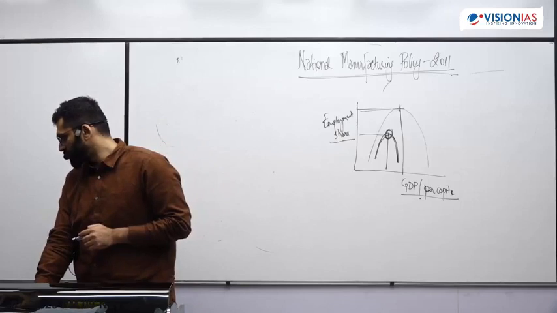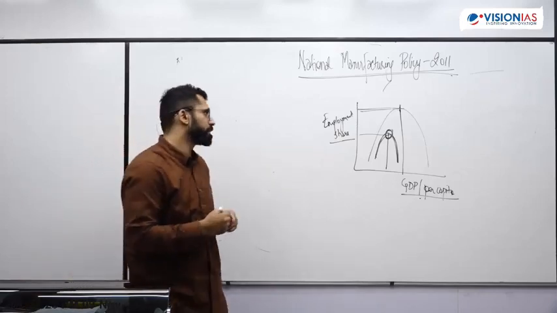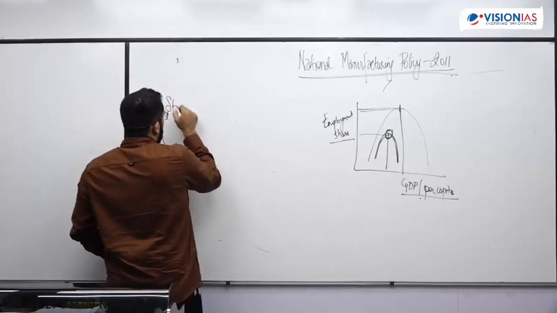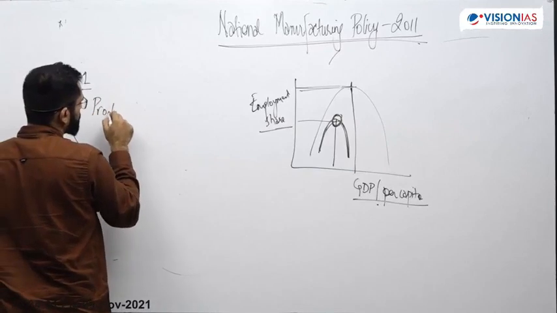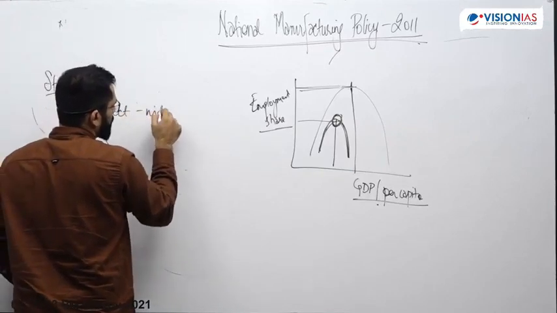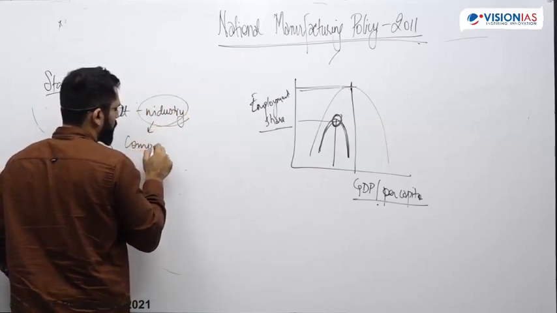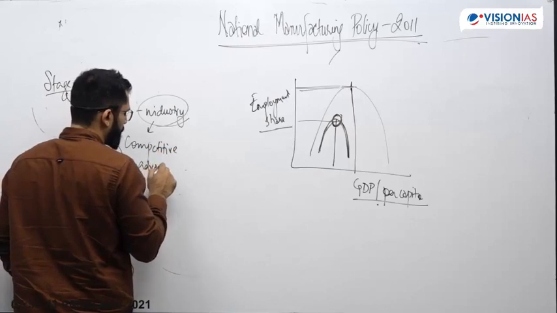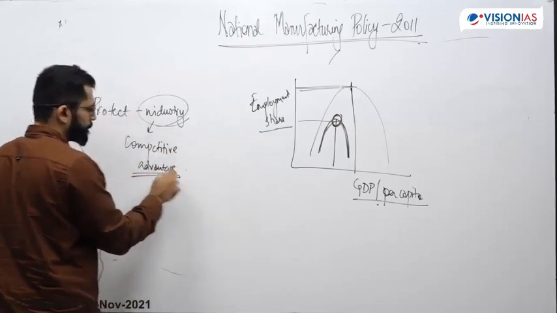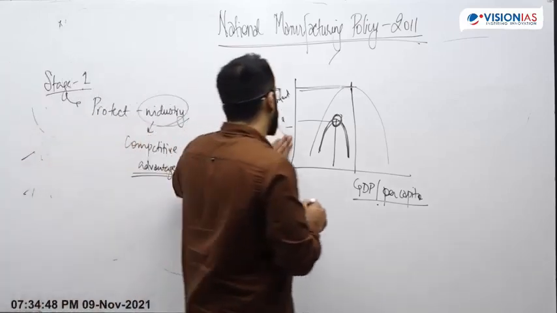No competition, less political will, human resource management. Not exactly human resource management. See, in stage 1, you protect your own industry which has a competitive advantage. For example, India has a competitive advantage in textile. You protect your industry, provide them the different features.